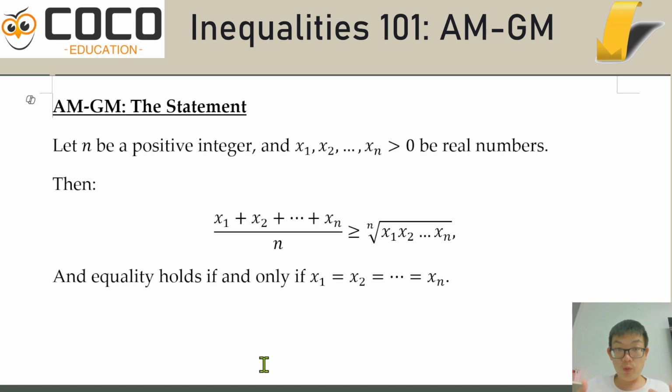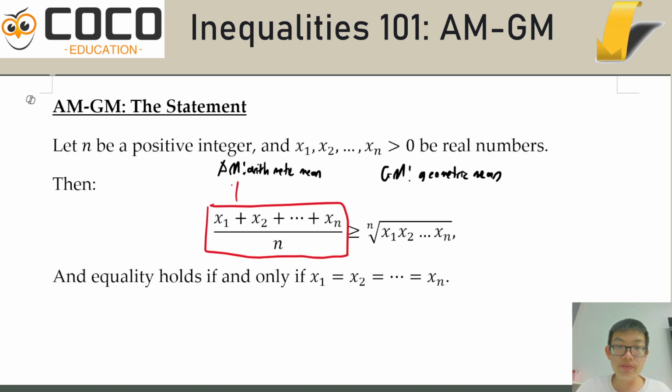Now, certainly I want to just explain the name first, which is that AM is the arithmetic mean and GM is the geometric mean. Now, these are just the names of two quantities, and AM-GM compares them. This is the arithmetic mean. This is the geometric mean.